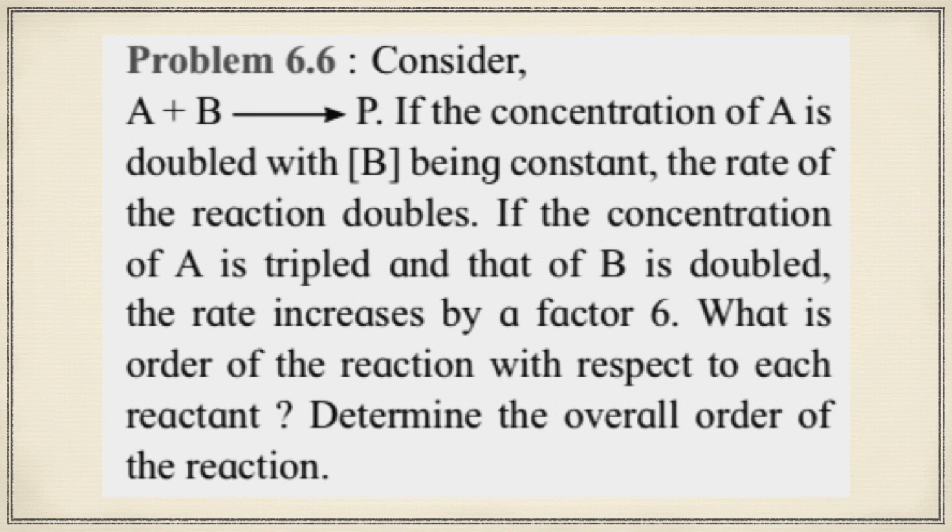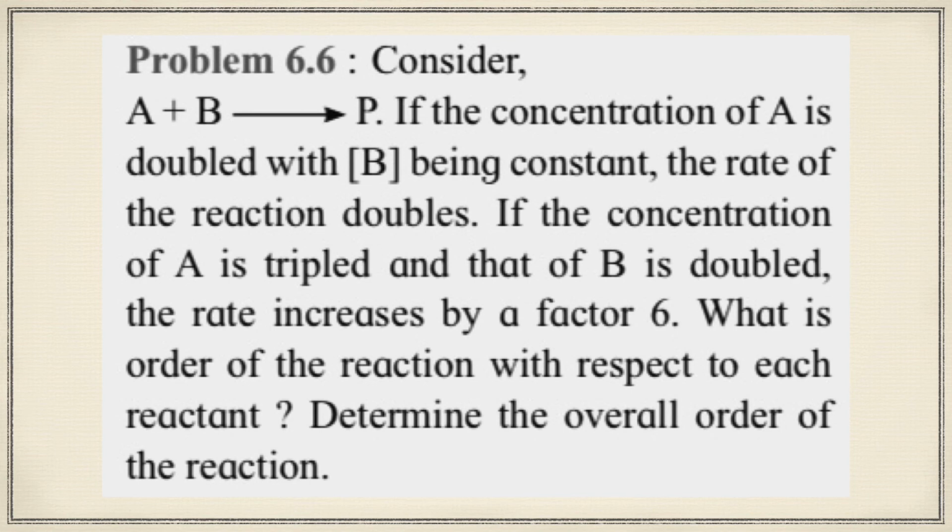Next problem. A plus B giving P. If the concentration of A is doubled with concentration of B being constant, the rate of the reaction doubles. If the concentration of A is tripled and that of B is doubled, the rate increases by a factor 6. What is the order of the reaction with respect to each reactant? Next, determine the overall order of the reaction.